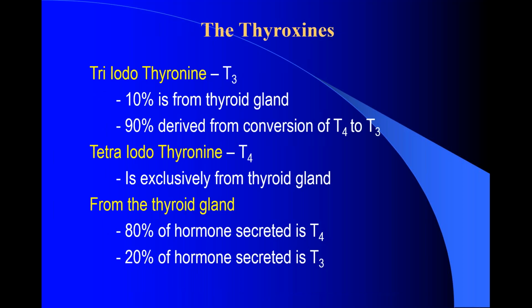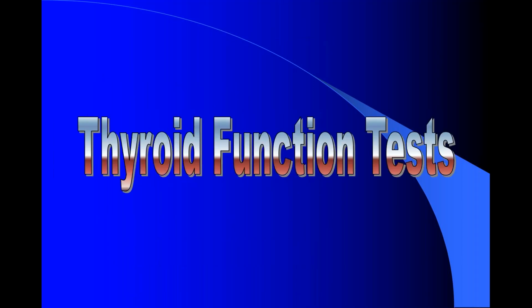The thyroid hormone forms are T3 and T4, and from the thyroid, as I have told you, 80% of the hormone secreted is T4 and 20% is secreted in the form of T3. There is further conversion of T4 to T3. So in actual, at any particular point of time, around 90% of the hormone is in the form of T4.